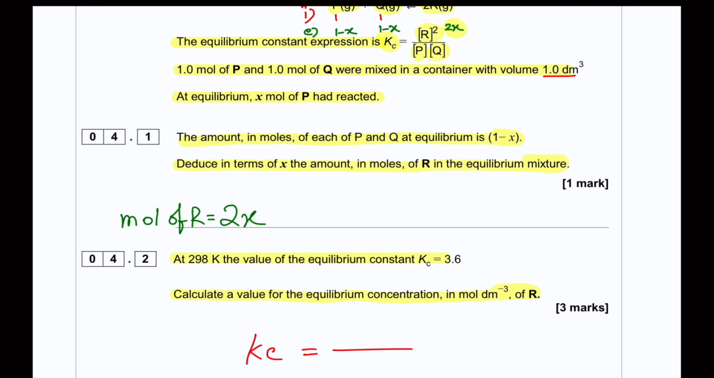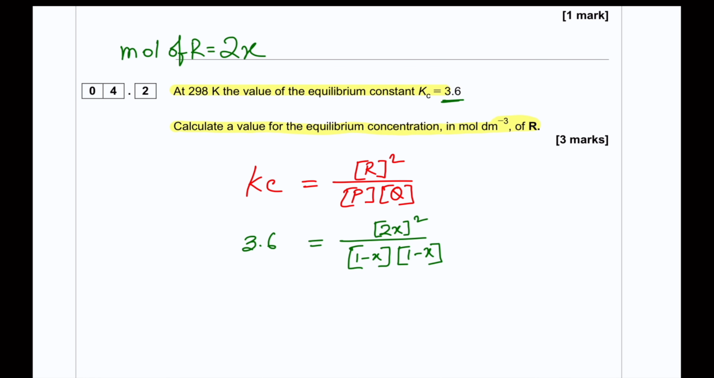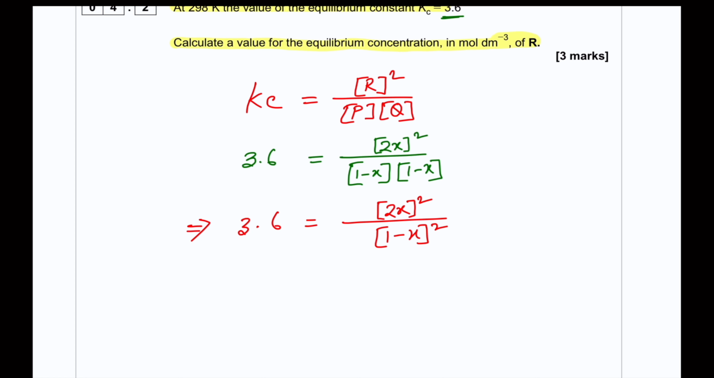Now, because we already have the Kc equation, let's copy it down. Now, we will replace each of the values that we have. Kc has a value of 3.6. R squared has a value of 2x, which will then be squared. P has a value of 1 minus x. Q also has a value of 1 minus x. Now, this is turning into an algebraic equation. So we can write this down as 3.6 is equal to 2x squared, and at the bottom it is 1 minus x whole squared. We can square root both sides.